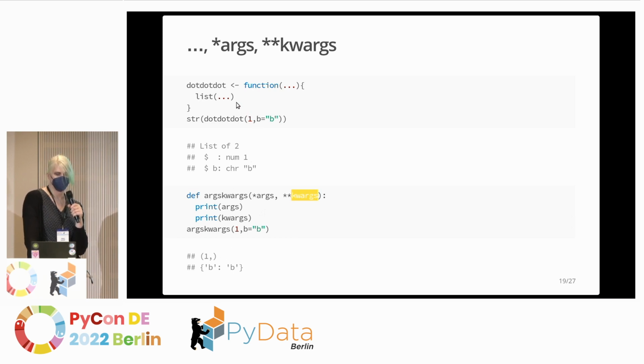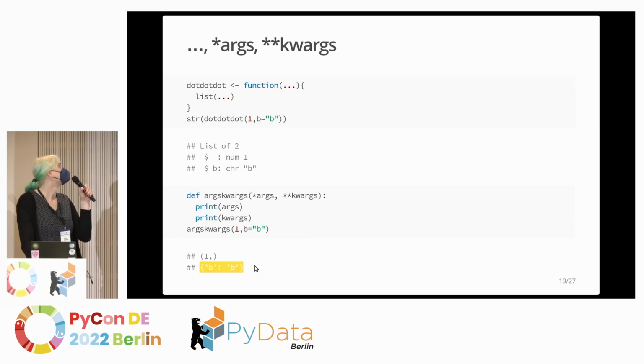But I have to create the list to really use those arguments, because without this list creation in R, I can only bypass it to the next function, and that may be what I want to do, but not always. And then you have the numeric arguments and then the keyword arguments also in the list. And in Python, it's a tuple, respectively a dictionary.